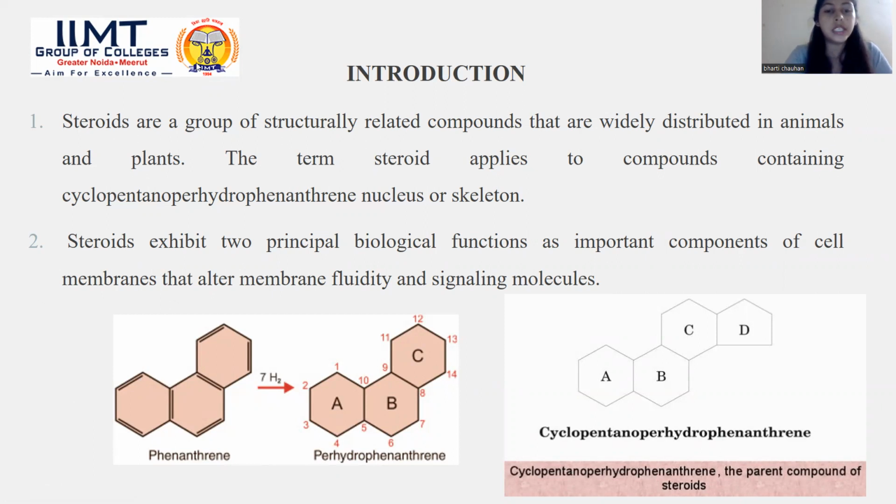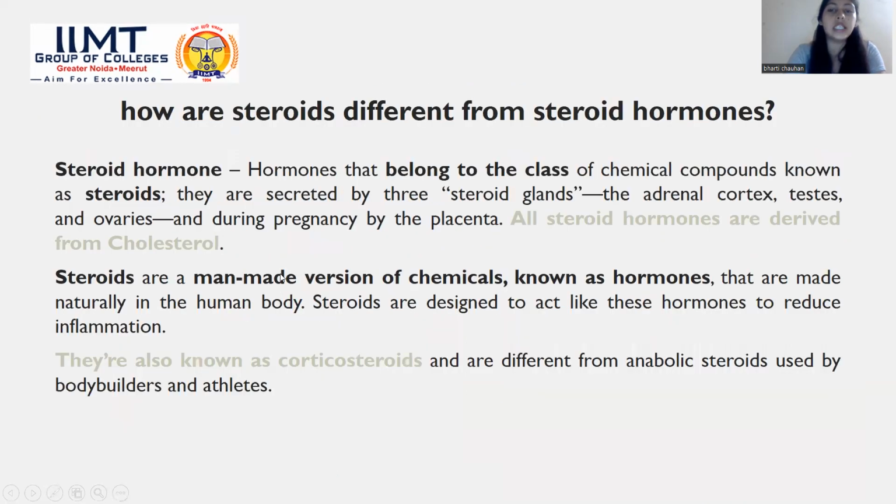Now when we add a cyclopentane ring at carbon 13 and carbon 14 position, it forms cyclopentano perhydrophenanthrene. Next, steroids exhibit two principal biological functions: as an important component of cell membrane that alters membrane rigidity, and as a signaling molecule. So how are steroids different from steroidal hormones?